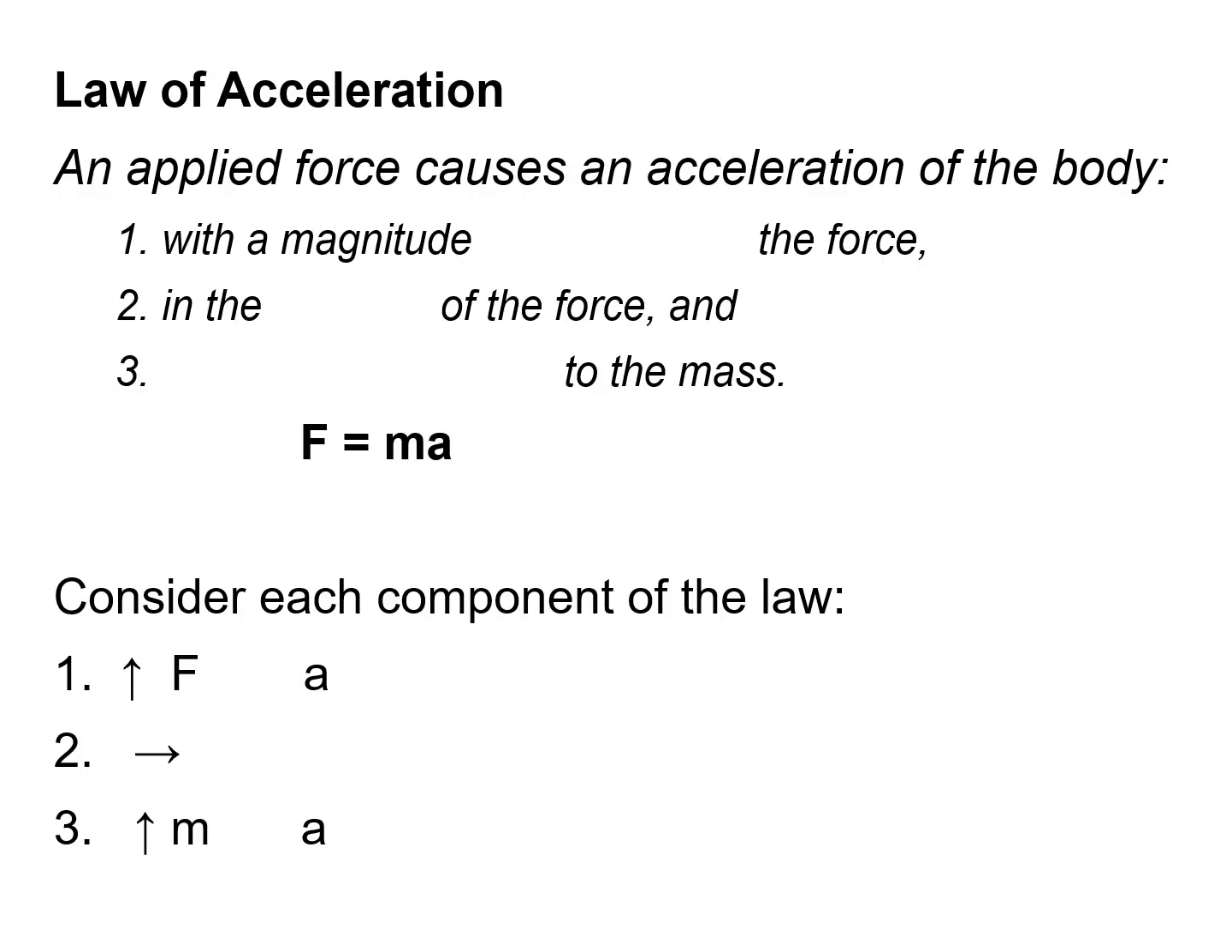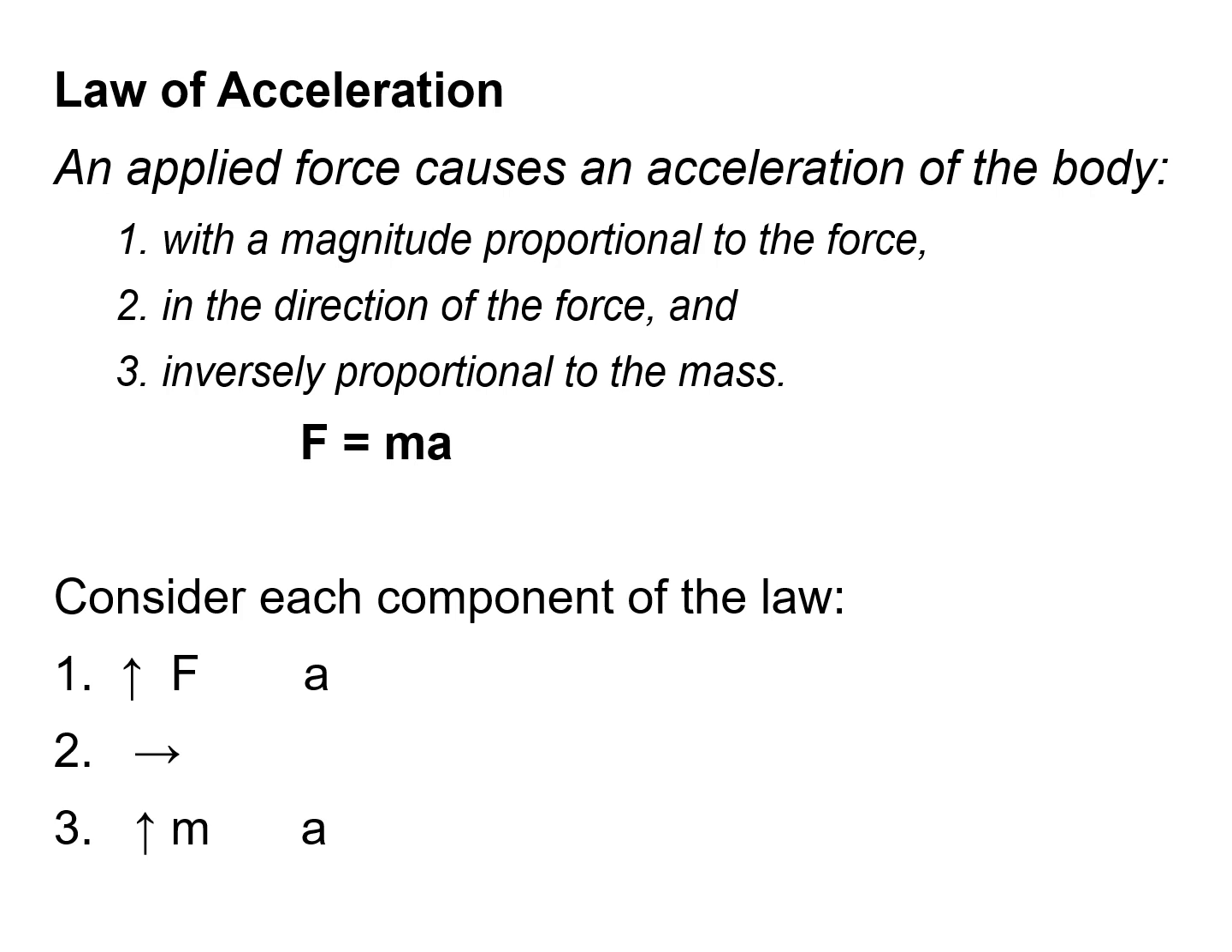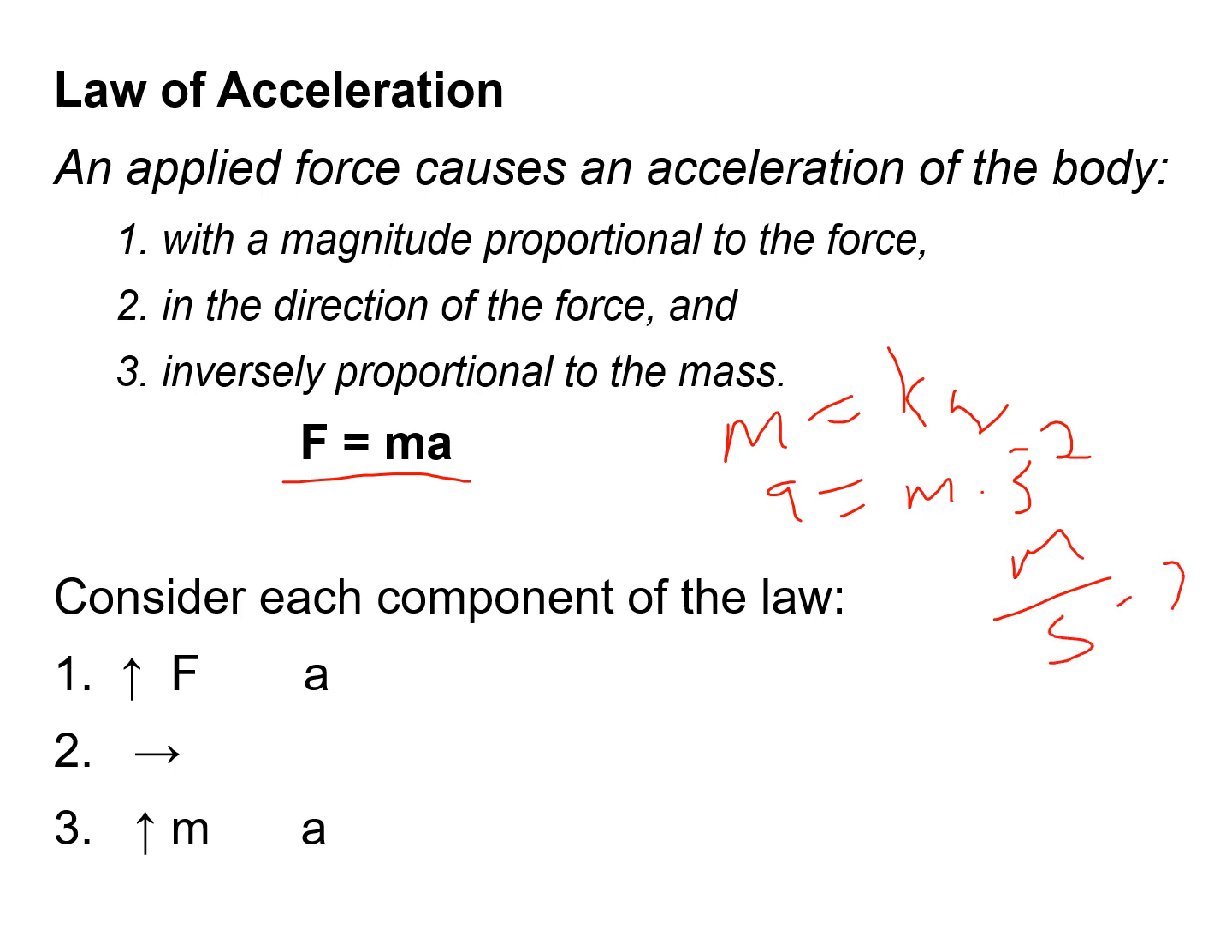So let's look at Newton's second law of motion, which is the law of acceleration. An applied force causes an acceleration of the body with a magnitude proportional to the force, in the same direction as the force, and it is inversely proportional to the object's mass. So force equals mass times acceleration, okay? Remember, mass is in kilograms, acceleration is in meters per second squared, okay?